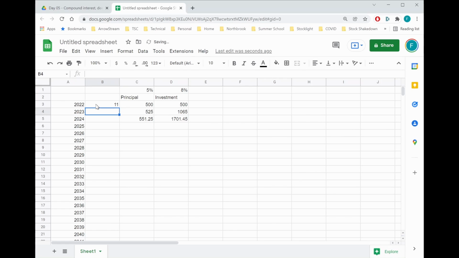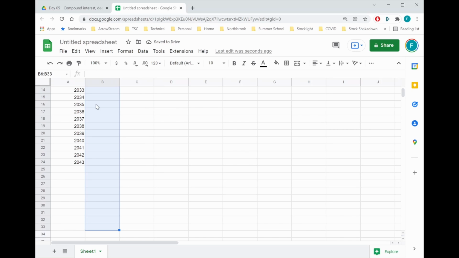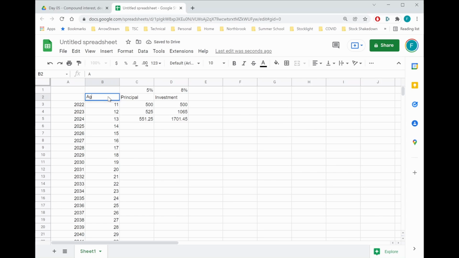You can always add 1, that's how old you'd be here, how old you'd be here. So instead of just seeing a year that may not make much sense, you can see how much you'd have at a certain age. So let's put that in the spreadsheet as well, okay?